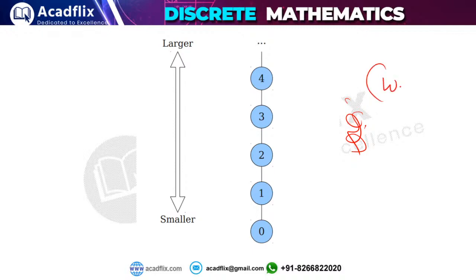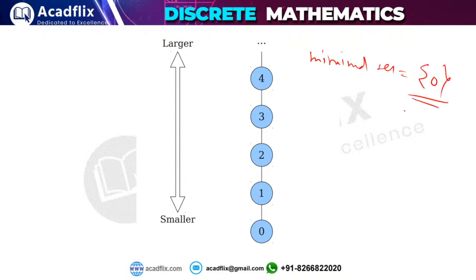For this relation, this is the Hasse diagram. In this Hasse diagram, you can find the minimal set. The minimal set will be this, basically {0}, because there is no one below 0.